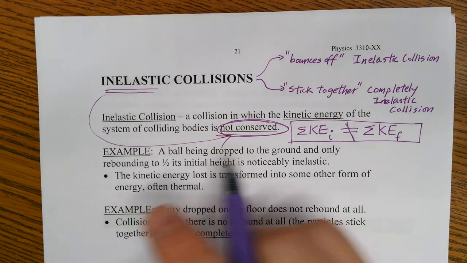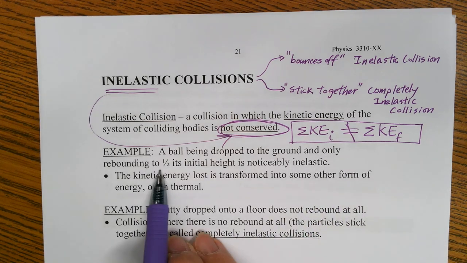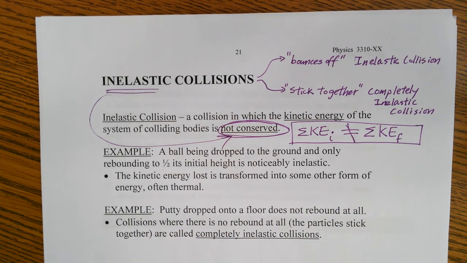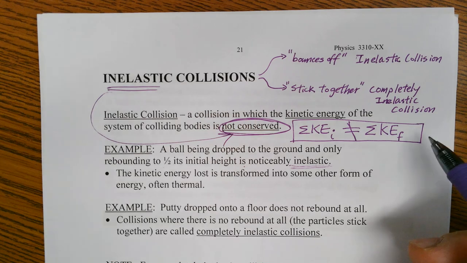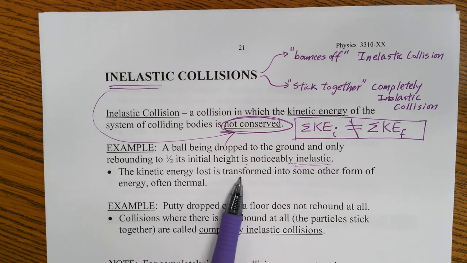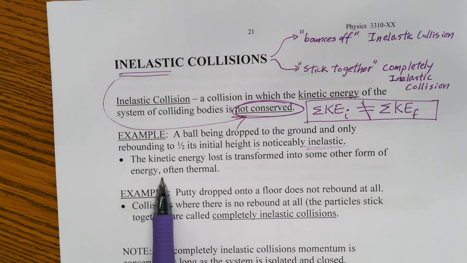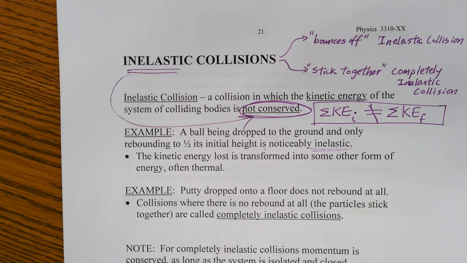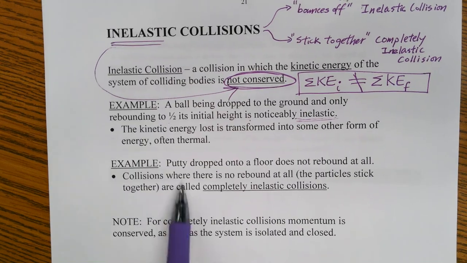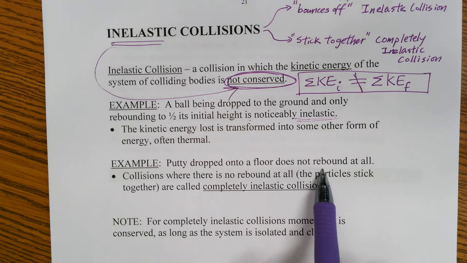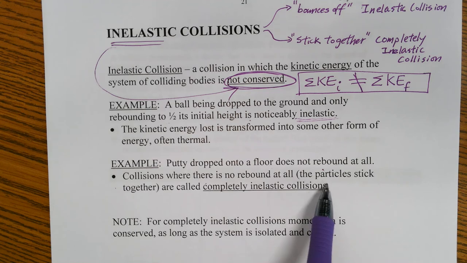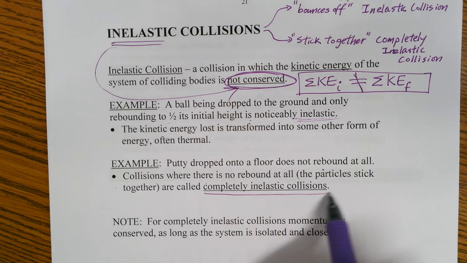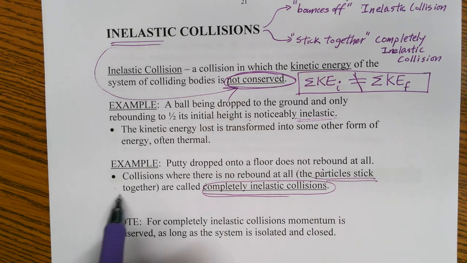For example, a ball being dropped to the ground and only rebounding to half of its initial height is noticeably inelastic because it lost some energy after it bounced. The kinetic energy lost is transformed into some other form of energy, most likely thermal energy. It heats up. Another example would be putty dropped onto the floor that does not rebound at all. The putty just gets stuck to the floor after it collides. Collisions where there is no rebound at all, where the particles stick together, are called completely inelastic collisions.